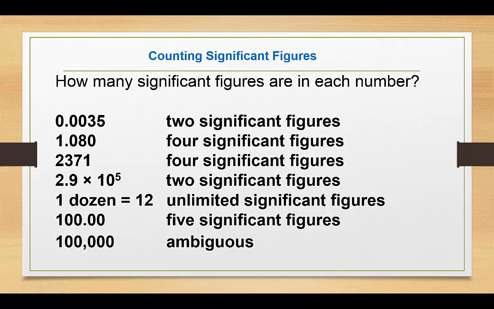It's after a decimal point, it's after a non-zero digit. That makes it significant. 4 significant figures on this one. The third number, really easy. There's no zeros in there. Everything counts. 4 significant figures.